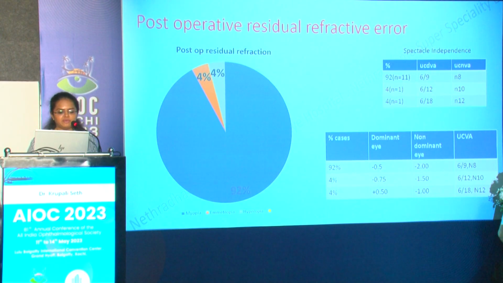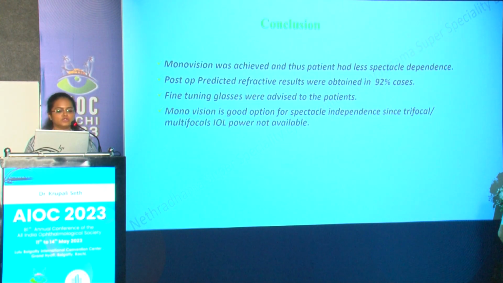So in our study, we found that 92% of the cases had achieved the uncorrected visual acuity of 6/9. And 4% was within the range of 6/12, and the other 4% was 6/18. So to conclude, monovision was achieved in these high myopic patients, and thus these patients had less spectacle dependence. Post-op predicted refractive results were obtained in 92% of the cases.